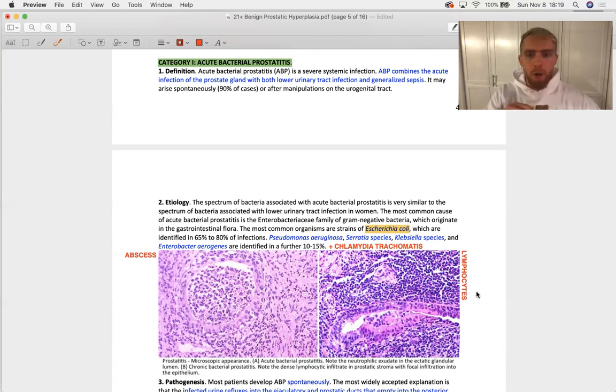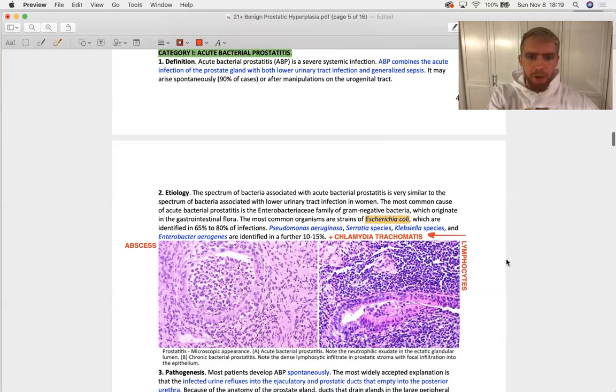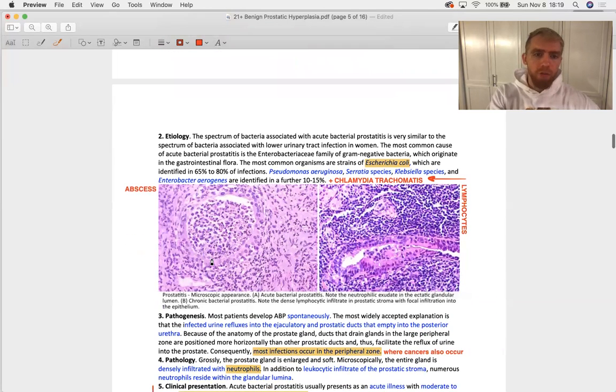Acute bacterial, most common cause, E. coli. Another very common cause in younger men is chlamydia, a common sexually transmitted disease. What does it look like? Well, because it's acute, you see neutrophils. And what do neutrophils like to do? They like to get into the lumen of a vessel, whether it's a gland or another gland. And they like to make abscesses. They like to just have a powwow, a bunch of neutrophils in one place.